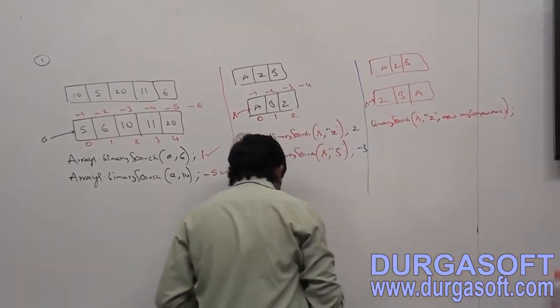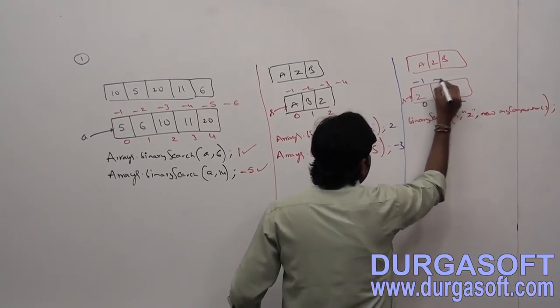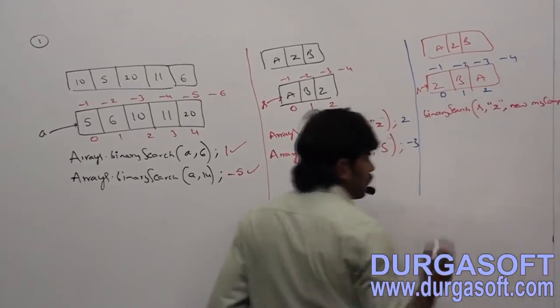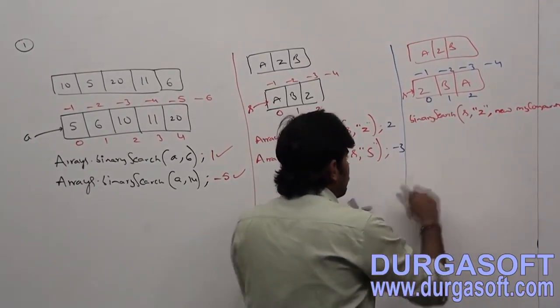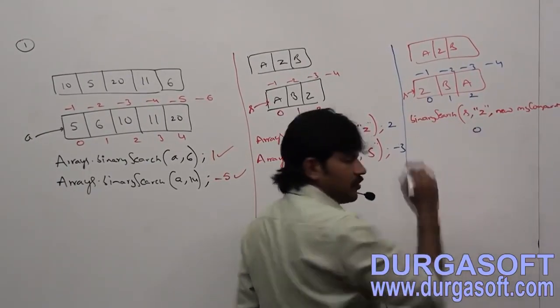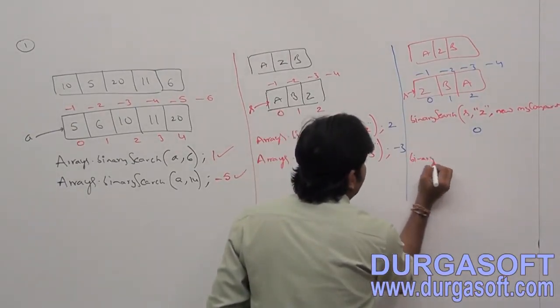Can you tell what? 0, 1, 2, -1, -2, -3, -4. What is the answer? Z is available at which place? At 0. So the answer will be 0.